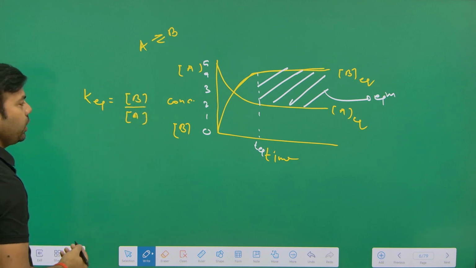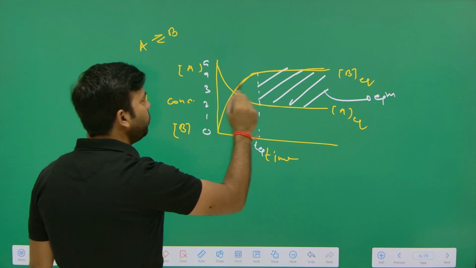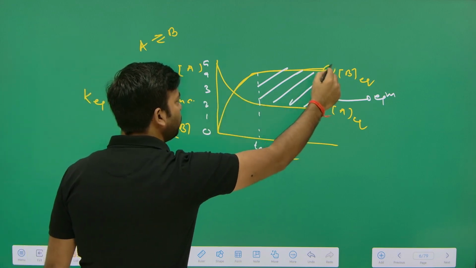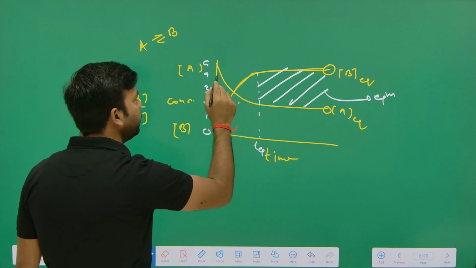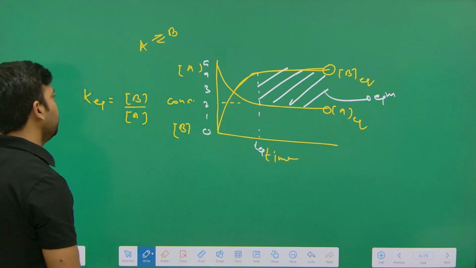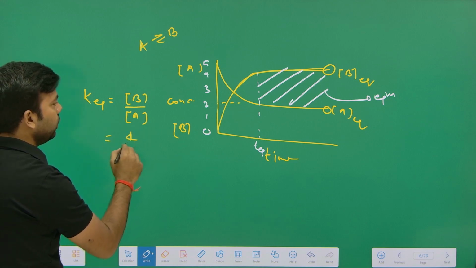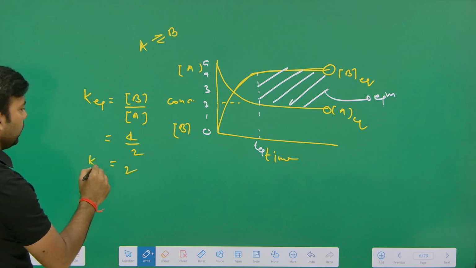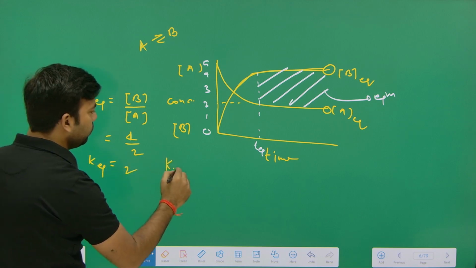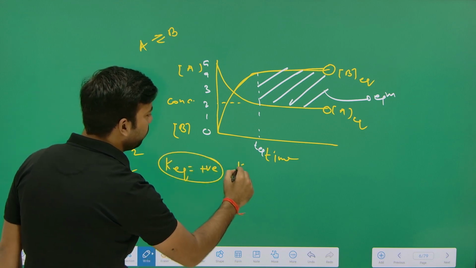So B is a product, A is reactant, and in this graph it is very clear B amount is higher than A. You can see B is on the top and A is on the bottom. So this value is somewhere around 2 and this value is somewhere around 4. So if you keep values, B is 4, A is 2, so the value is positive 2. So K equilibrium here is a positive value.